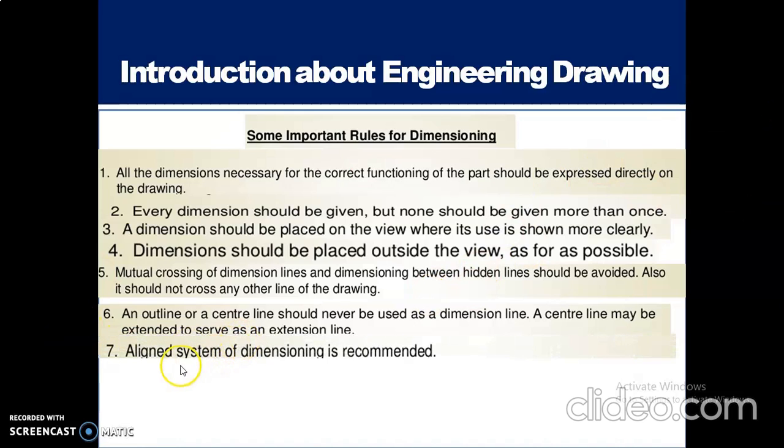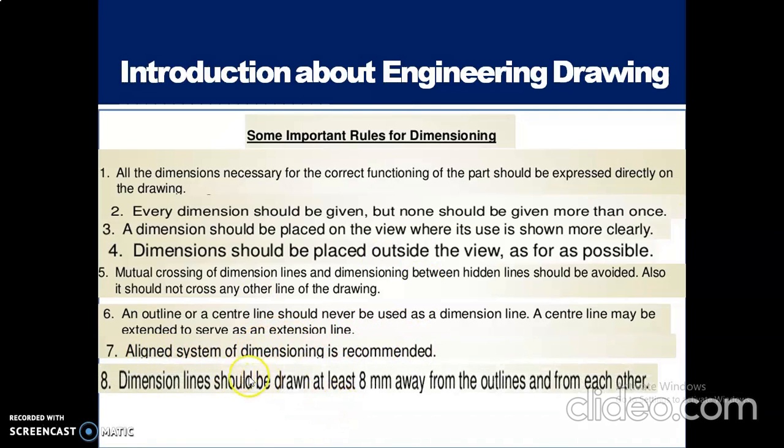And the seventh rule: the aligned system of dimensioning is recommended. Basically we have two types of dimension systems, the aligned dimension system and the unidirectional dimension system. From these two, the aligned system is recommended, so always we have to use the aligned dimension system.